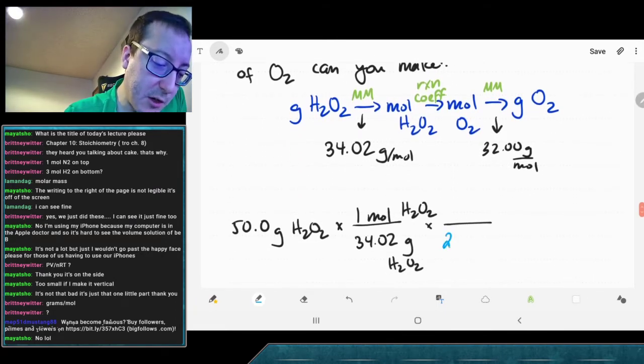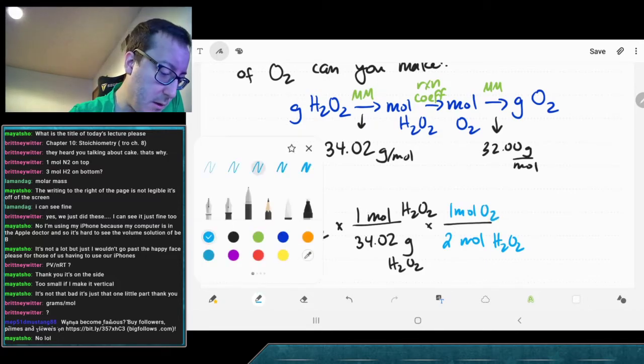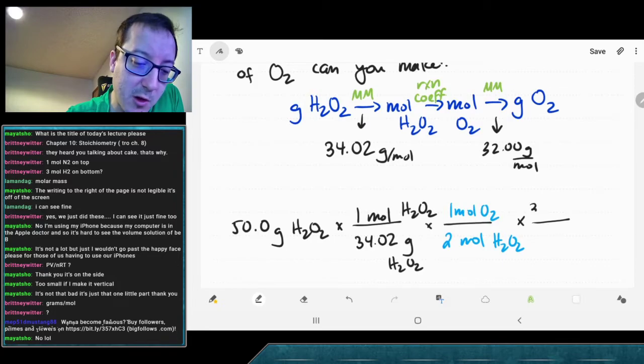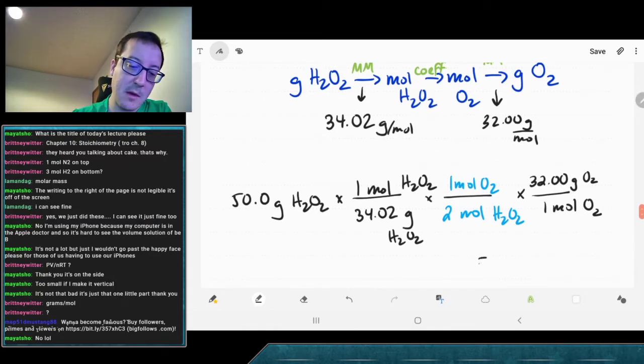So peroxide should go on the bottom, so that it cancels out. So we'll have our 1 mole of oxygen on top. And then our last step here would be our molar mass for oxygen. And that's it. We just need to do this math.